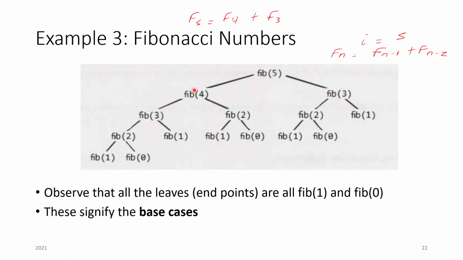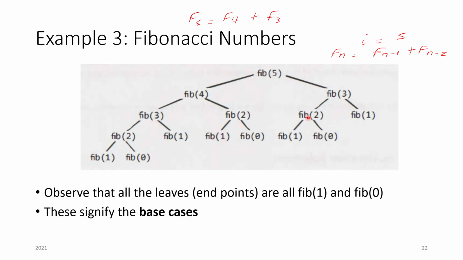Now, for fib of 4 here, that also means that we're going to have fib of 3 and fib of 2. For fib of 3 here, we need fib of 2 and fib of 1. And for fib of 2, we have fib of 1 and fib of 0. 1 and 0 here being our base case.